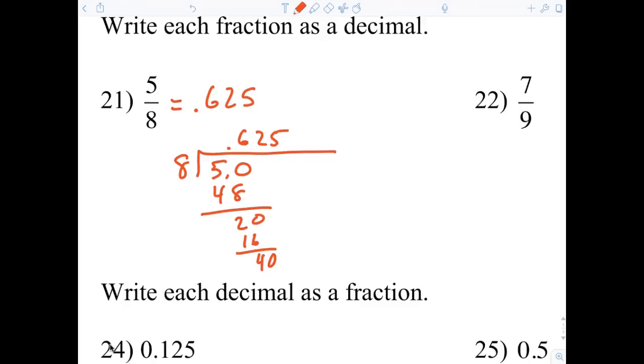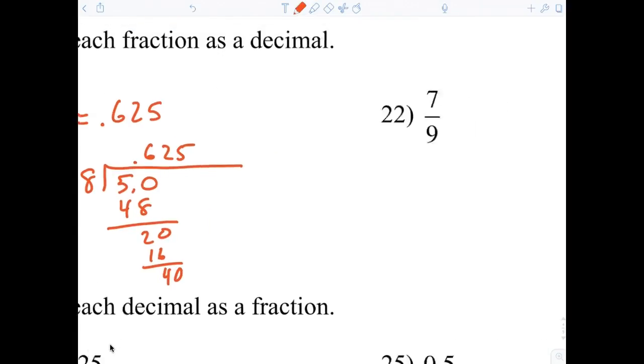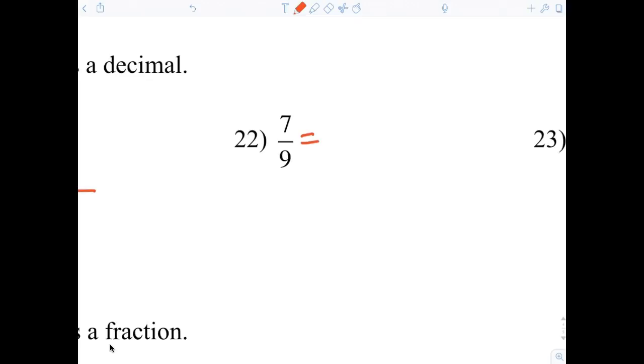Just like I would want everybody to know 7/9 is the same as what decimal? 0.7. Yes, make sure you put 0.7 with a bar on the top. 0.7 repeating. Again, that should be pretty easy for you because if you forget, you just divide it out and you see it's 0.7 repeating.